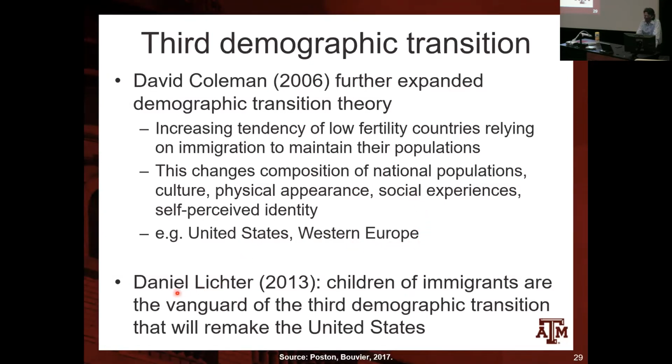And Daniel Lister actually mentions that, exactly because immigrants have higher levels of fertility than the native-born population in the US and Western Europe, children of immigrants, second-generation immigrants, whose parents were born outside but who are born in the country of destination, will be the ones increasing their share in the population and entering the labor market in the next decades, and are going to be an important driver of the US economy.